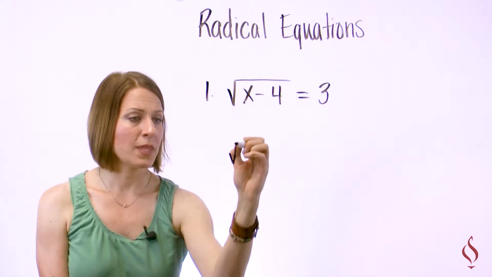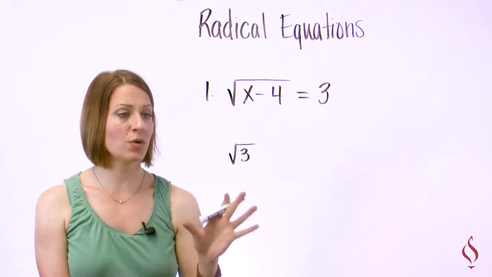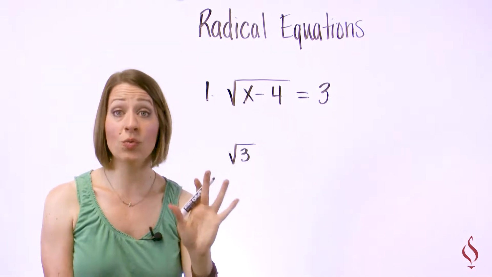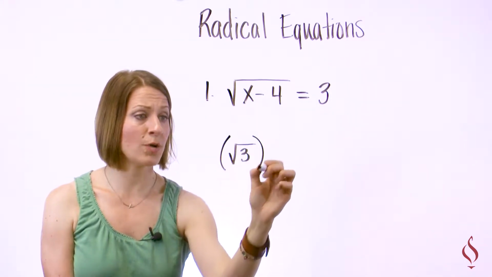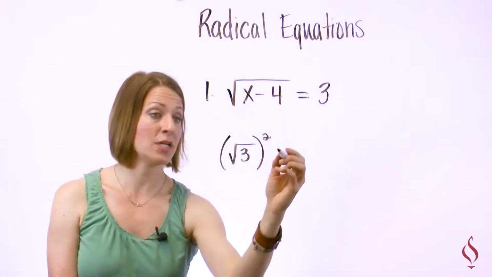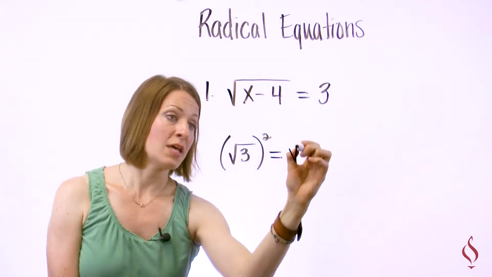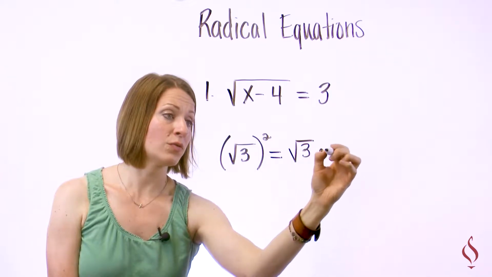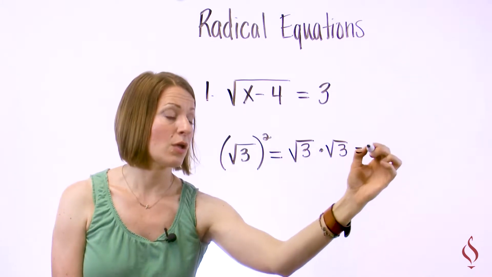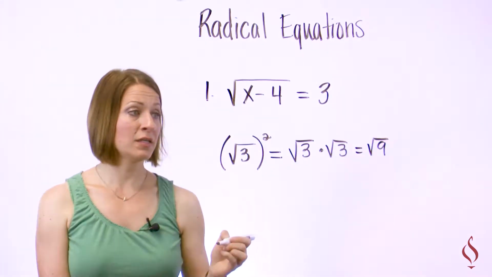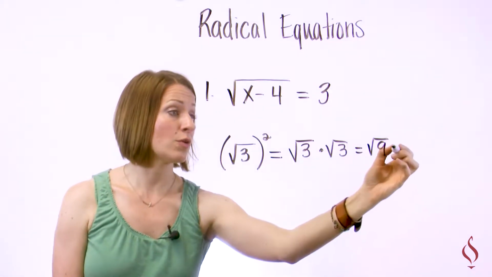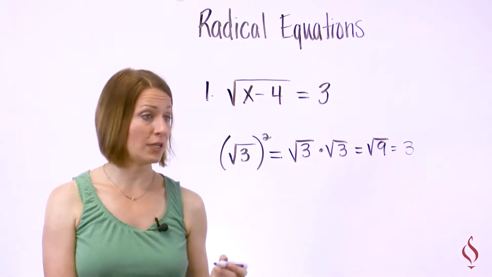If I gave you the square root of 3 and asked you to square that, I would want you to draw parentheses around it and draw a 2 as an exponent. Well, what does that mean? That really means radical 3 times radical 3, which is the square root of 9. But what does the square root of 9 simplify to? The square root of 9 simplifies to 3.